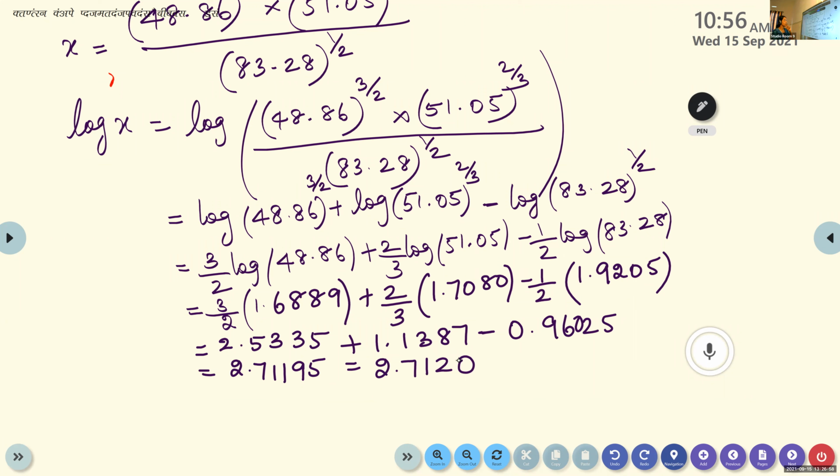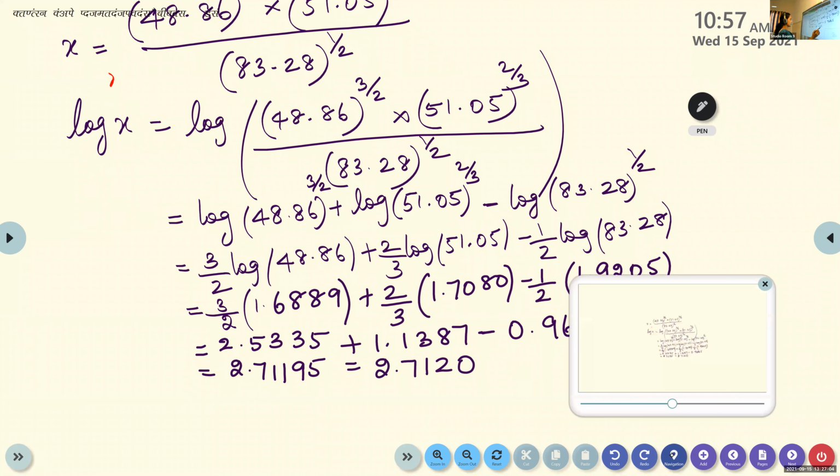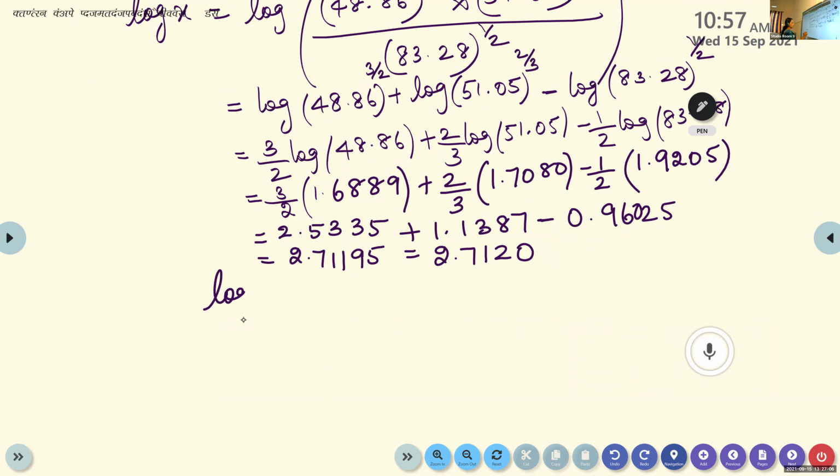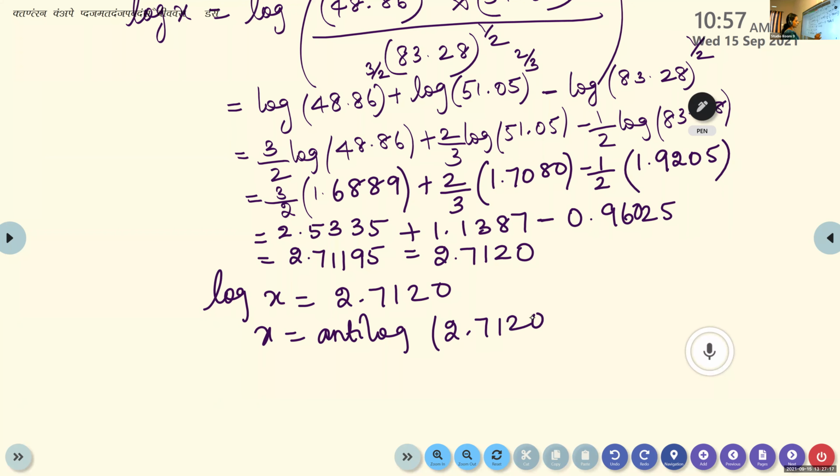Are you getting like this? Check it. So this is the x value, isn't it? So this is log x. Log x is 2.7120. So x is antilog of 2.7120. You have to take the antilog of 7120.